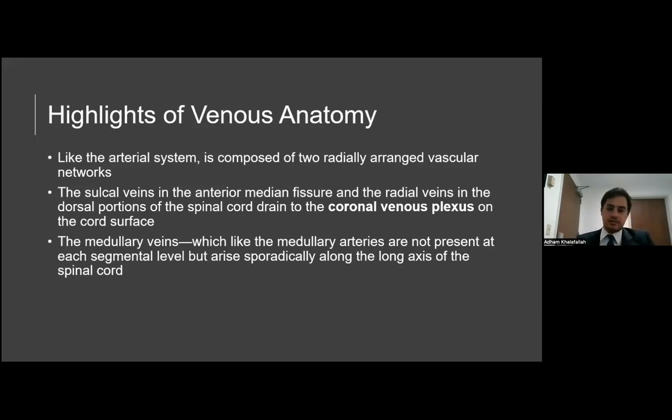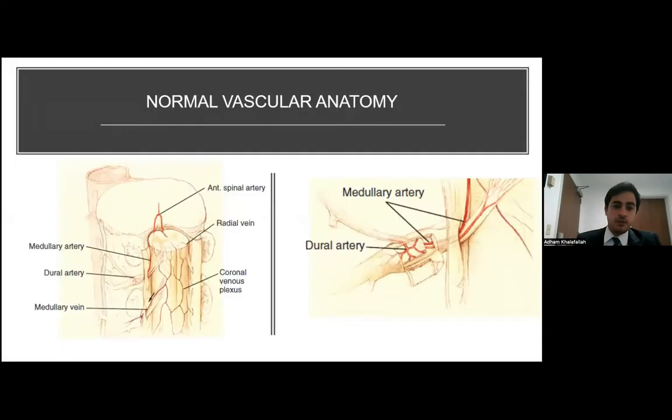As I mentioned, it's very similar to the arterial system, but now we're talking about how the spinal cord drains to the coronal venous plexus, which is going to be very important for our understanding of those vascular malformations. And the medullary veins, as well as the medullary arteries, are not present at each segmental level. So that's something we need to also understand. And they are sporadic along the long axis of the spinal cord.